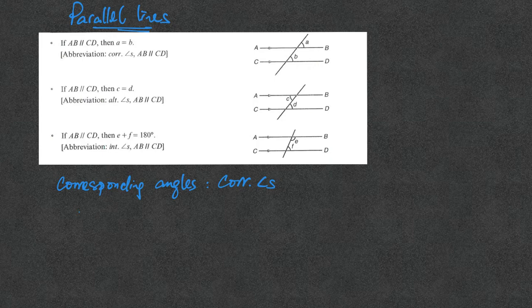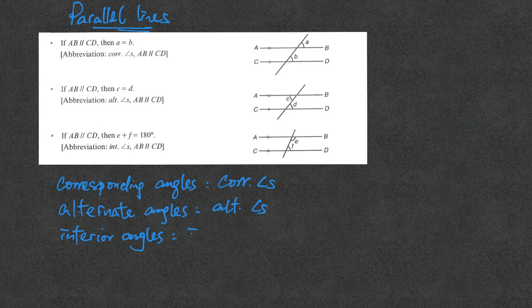Next, we have alternate angles, which is called ALT angles, and lastly, interior angles, which is called INT angles. Next, let's see how we can identify the angles. So let's start with the corresponding angles. I will be marking it in yellow.